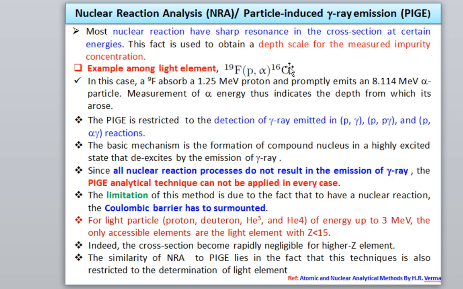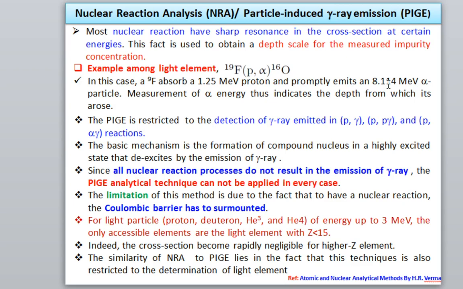In this case, fluorine absorbs a 1.5 MeV proton and promptly emits an 8.114 MeV alpha particle. By measuring the energy of the alpha, one can detect the depth from which the alpha is coming. When the alpha comes from a larger depth, it will lose some energy, so its energy will be less than this. By calculating the energy difference, one can find out the depth in the sample.